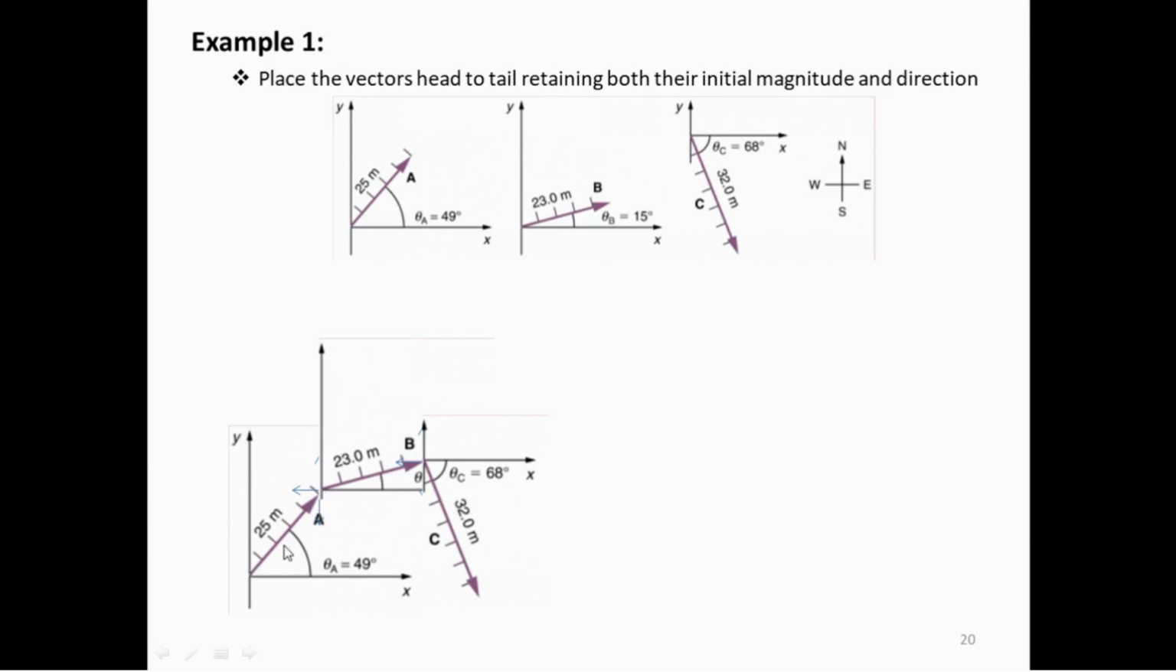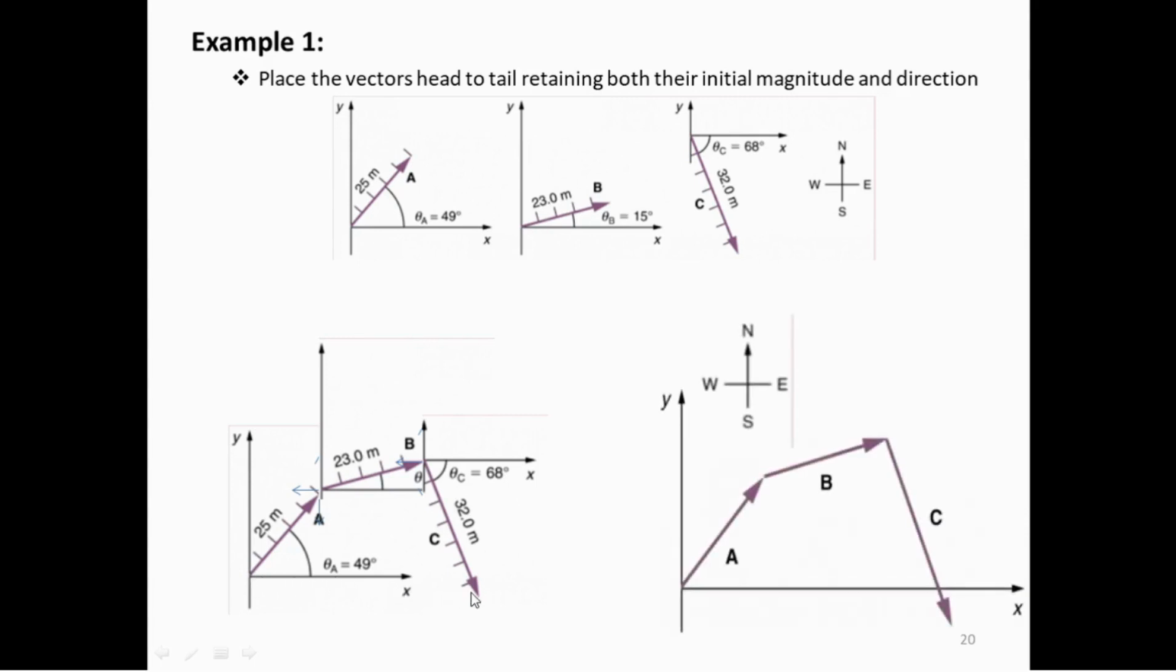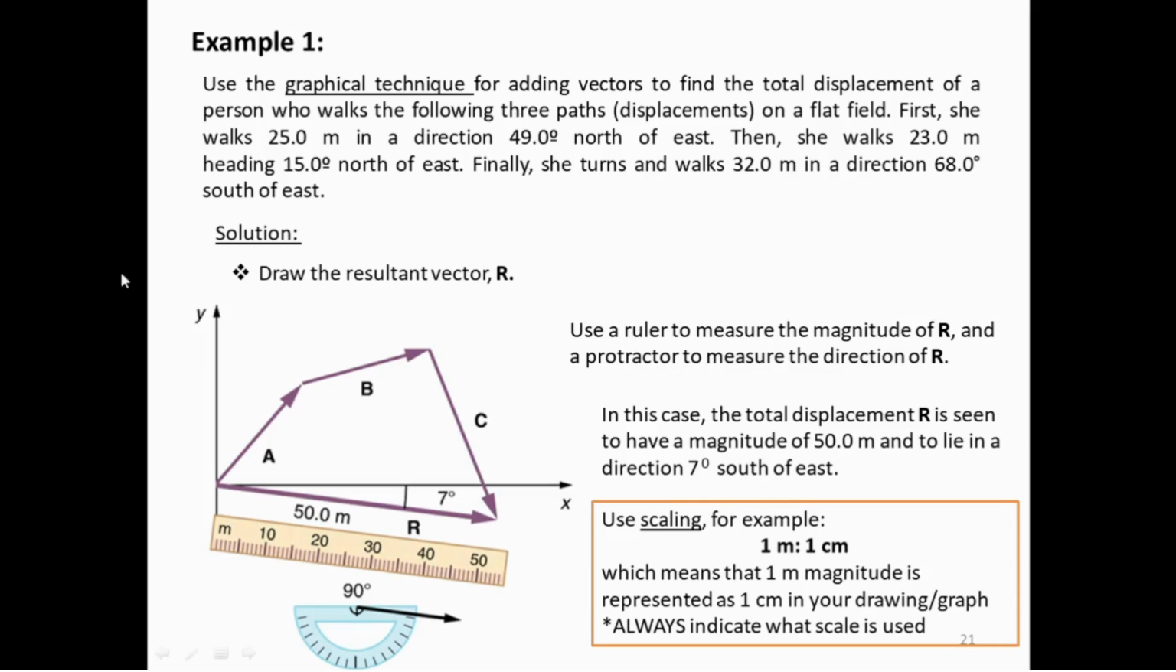So now we have connected already the vector A, the vector B, and the vector C. So where is the resultant vector? The resultant vector, which we will now call vector R, is from the tail of this first vector towards the head of this last vector. So our resultant vector is here. This is the resultant vector.